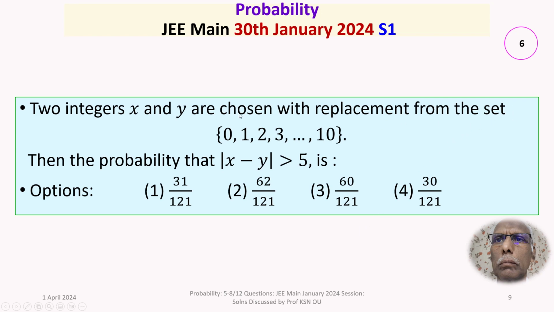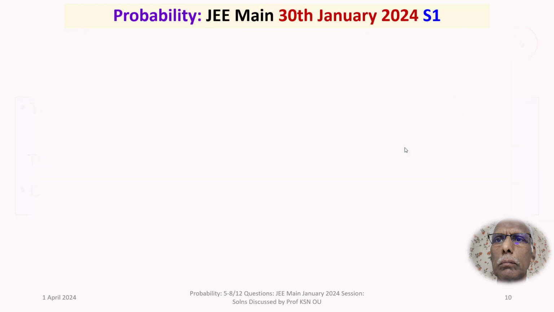So you are given a set consisting of 0, 1, 2, 3, up to 10, and 2 integers x and y are to be chosen with replacement from this set, and required to find the probability that mod of x minus y is greater than 5. That probability you have to find.